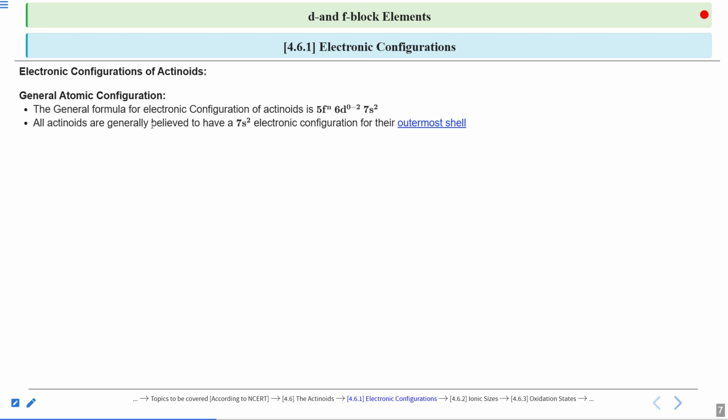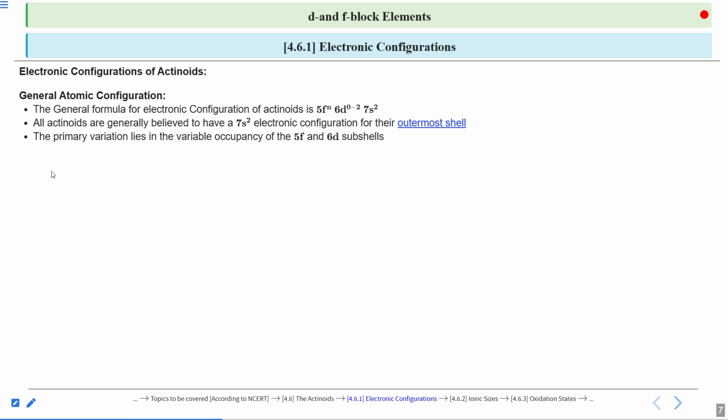All the actinoids are generally believed to have a 7s2 electronic configuration in their outermost shell. So every element in the actinoid series has a 7s2 electronic configuration in its outermost orbital. The primary variation lies in the variable occupancy of the 5f and 6d subshells. So the primary variation in the electronic configurations lies in the variable occupancy of the 5f and 6d subshells in the elements.